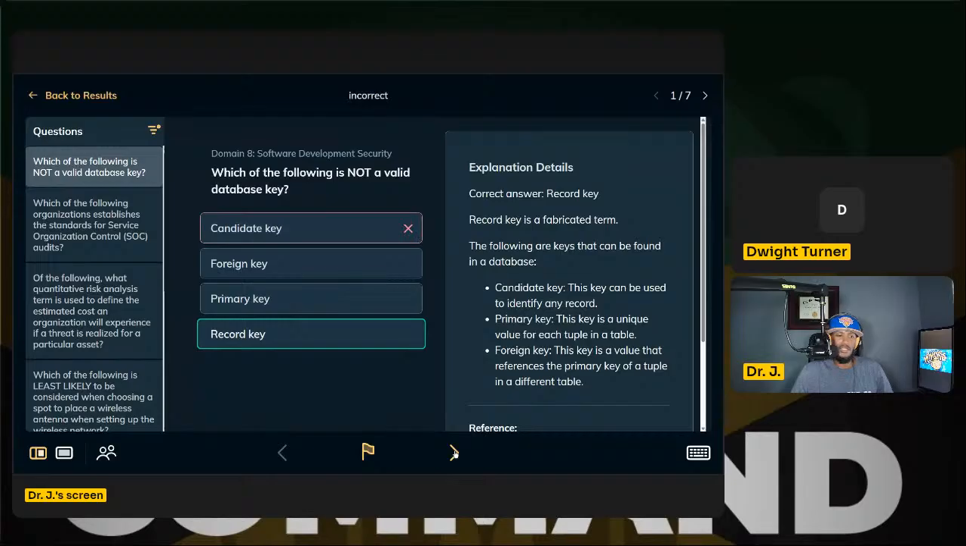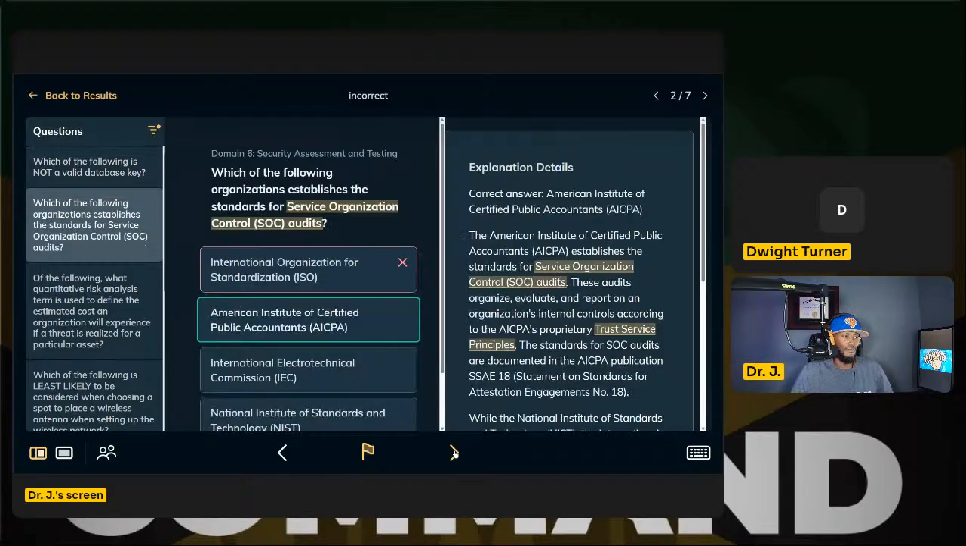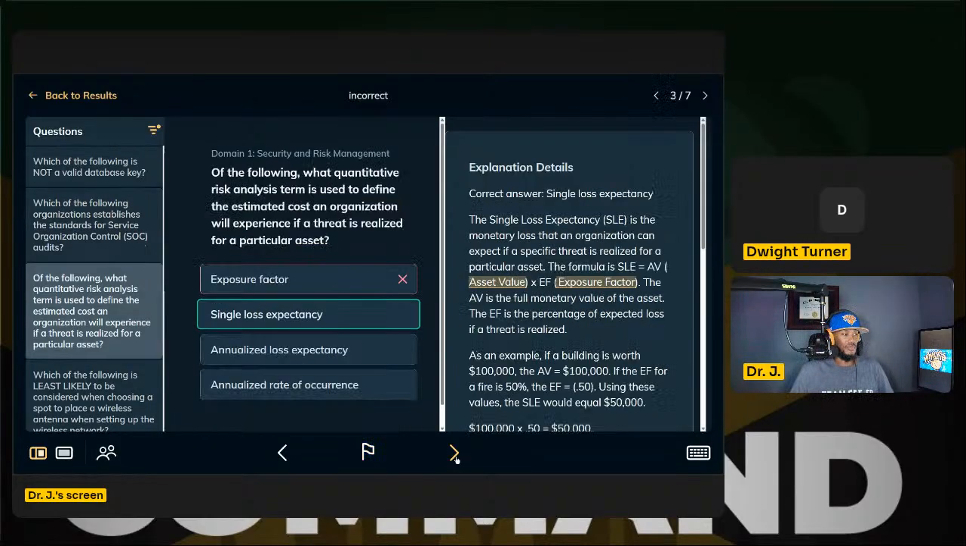Record key, that's not a valid database key. I learned something with this because when I looked at this choice, I thought it was a weird choice. I was like, what is CPA doing here? But I did not know that. I guess I haven't encountered that type of question enough for it to really stick in my head. Just single loss expectancy.